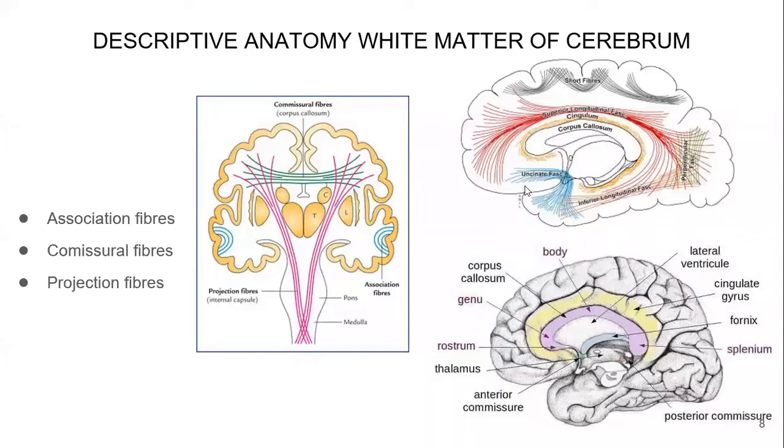The descriptive anatomy of the white matter of the cerebrum. In order to connect the different regions of the cerebral hemispheres and to other regions of the central nervous system, we need fibers, and that is where the white matter comes into play. We can classify the white matter of the cerebrum into 3 types. We have the association fibers, which are a group of nerve fibers which connect the regions of the same cerebral hemisphere. They are confined to one single cerebral hemisphere. We term it intrahemispherical. Next, we have the commissural fibers, which connect the regions of both cerebral hemispheres. We term this interhemispherical. And third, we have projection fibers, which connect the cerebral cortex with the rest of the central nervous system.